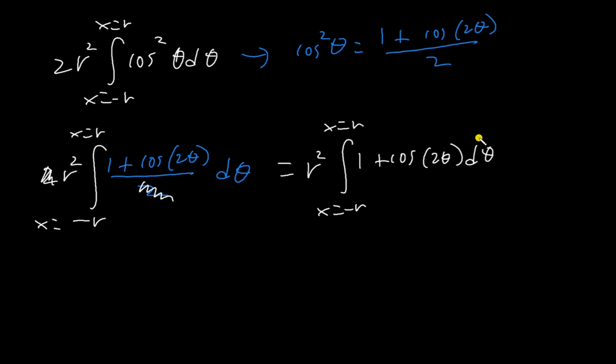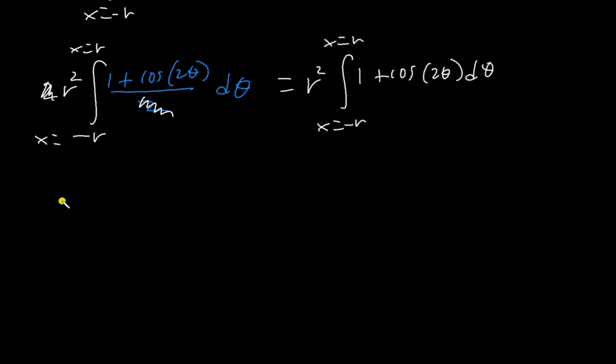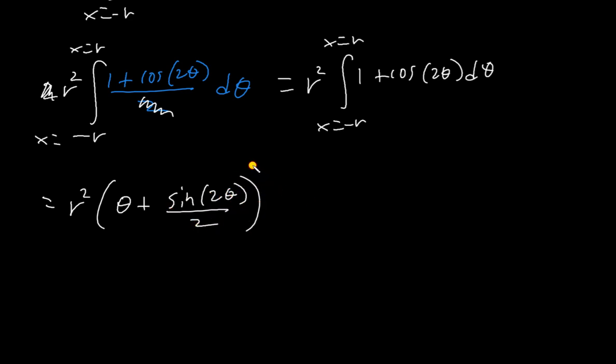This is something that we can integrate very easily. So we'll do this and we'll get r squared times (theta plus sine of 2 theta over 2), going from x equals negative r to x equals r. Again, there's a problem here. We can't simply substitute in r and negative r because this is with x and this is with theta. So we need to find a way to turn these thetas back into x's. And for that, we're going to draw a quick triangle like so.